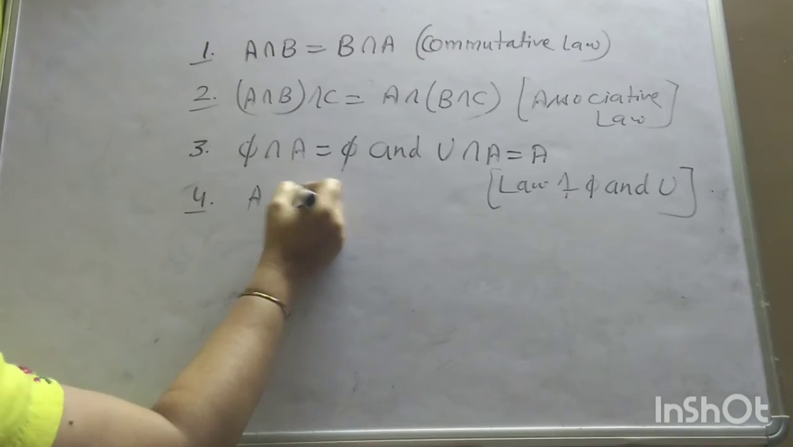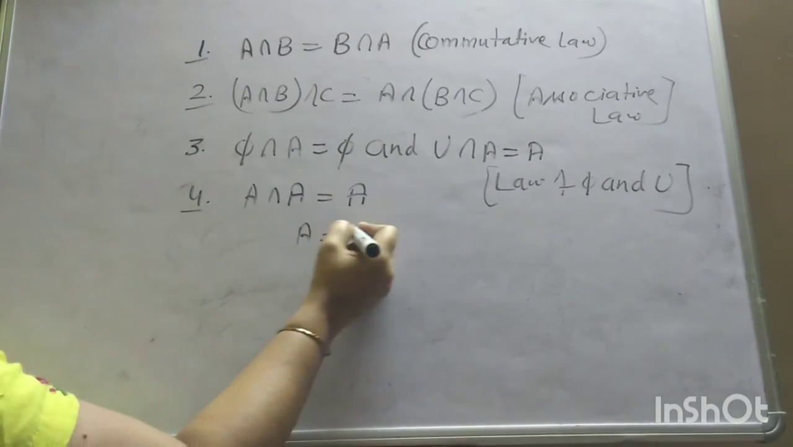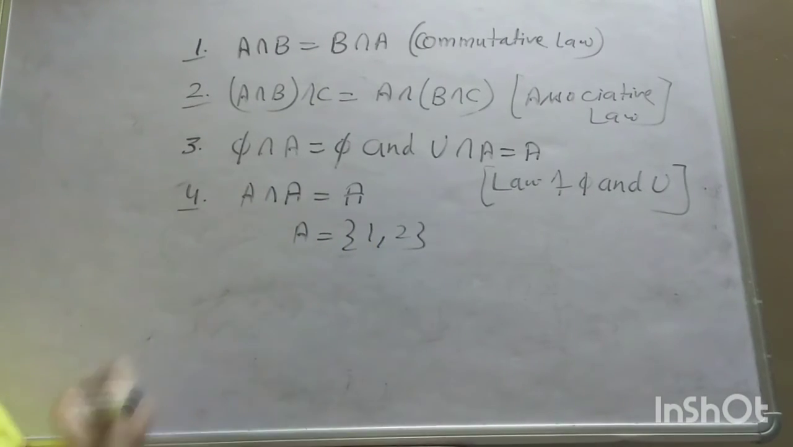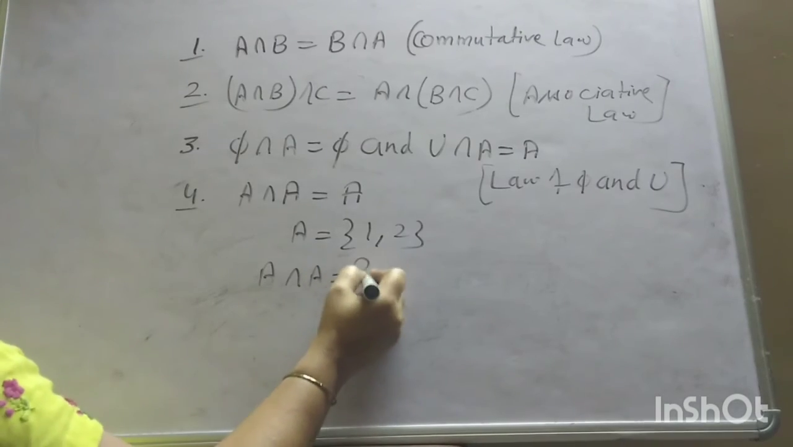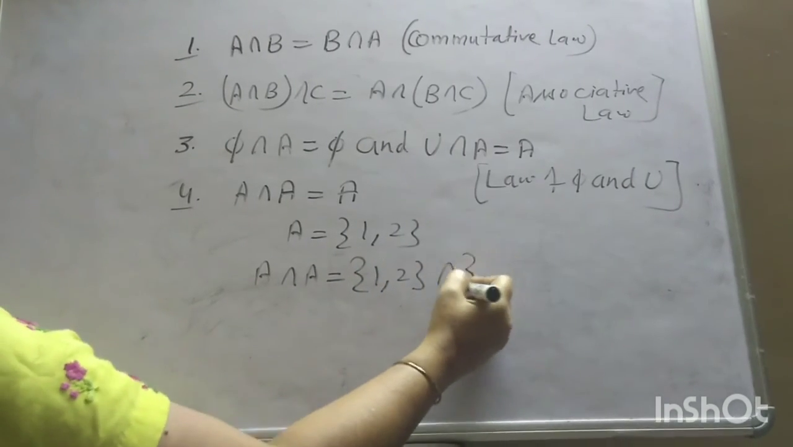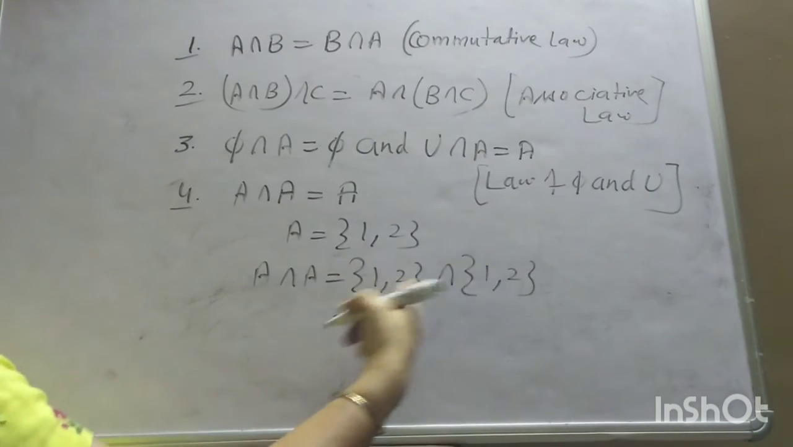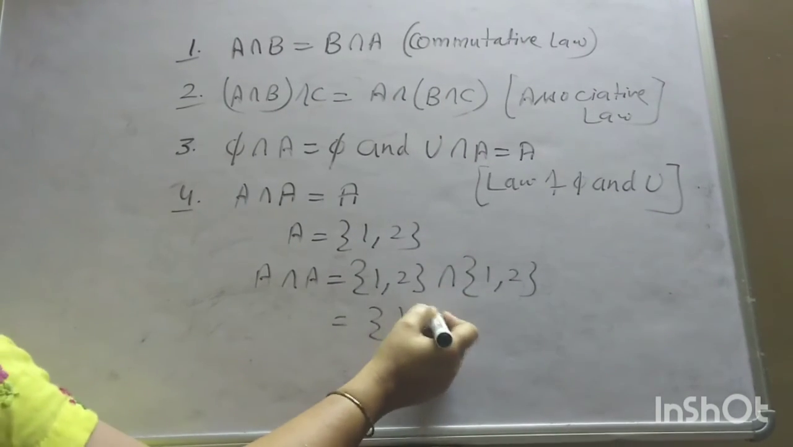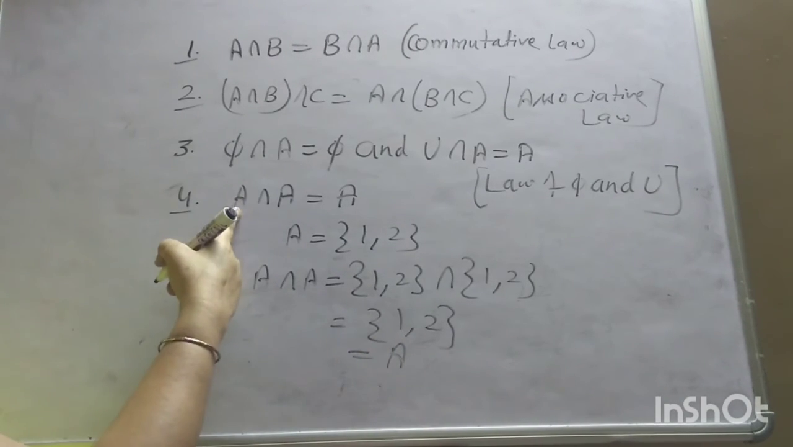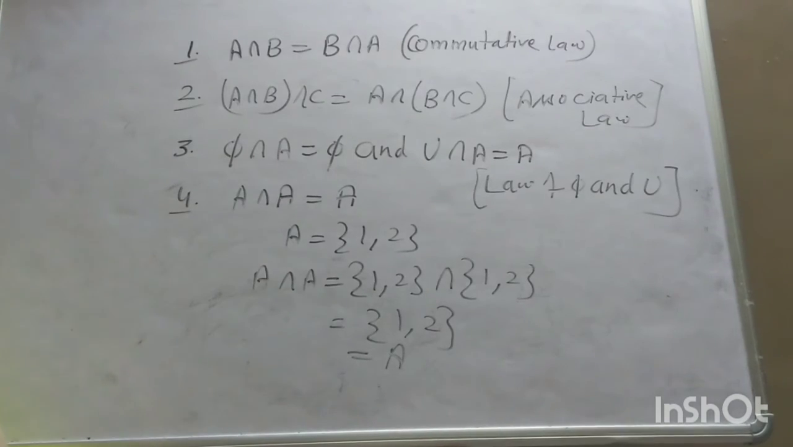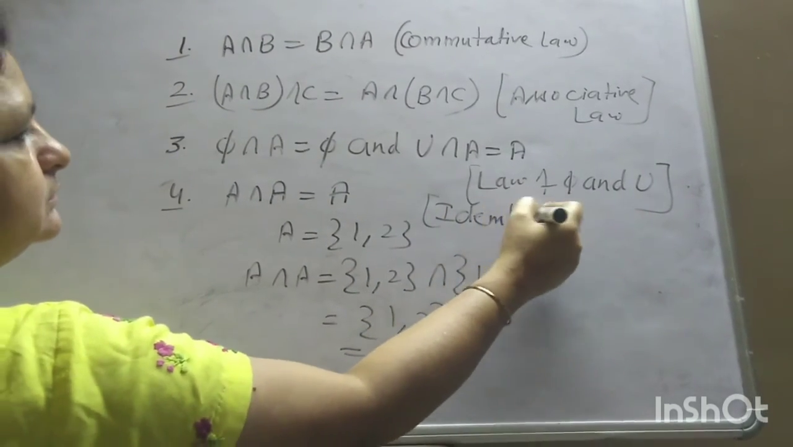Now, next is A intersection A is always equal to A. Let set A be 1, 2. Now what is A intersection A? It means 1, 2 intersection 1, 2. Intersection means common element. All elements are common. So again result is set A. So A intersection A is always equal to A. This is idempotent law.